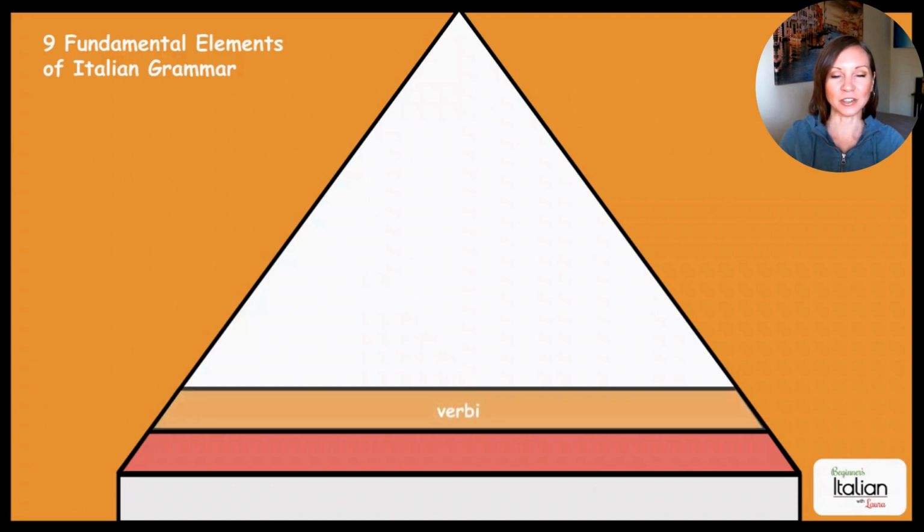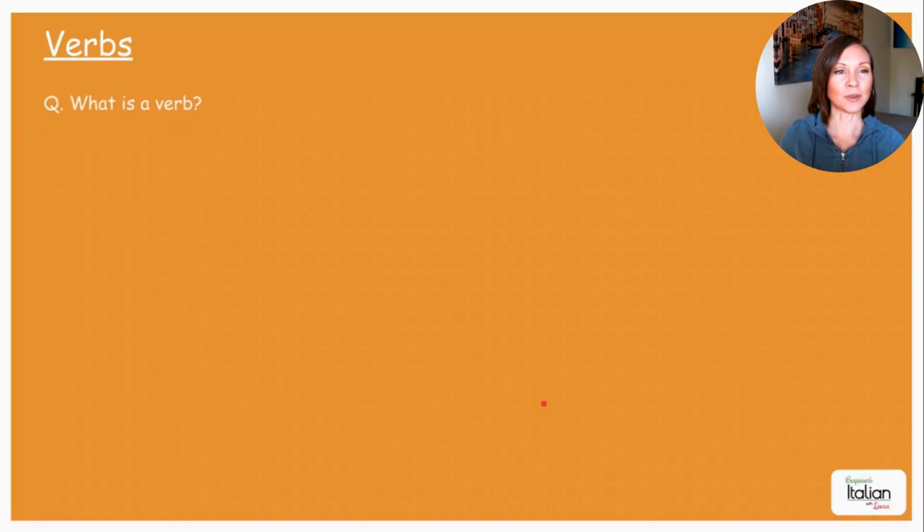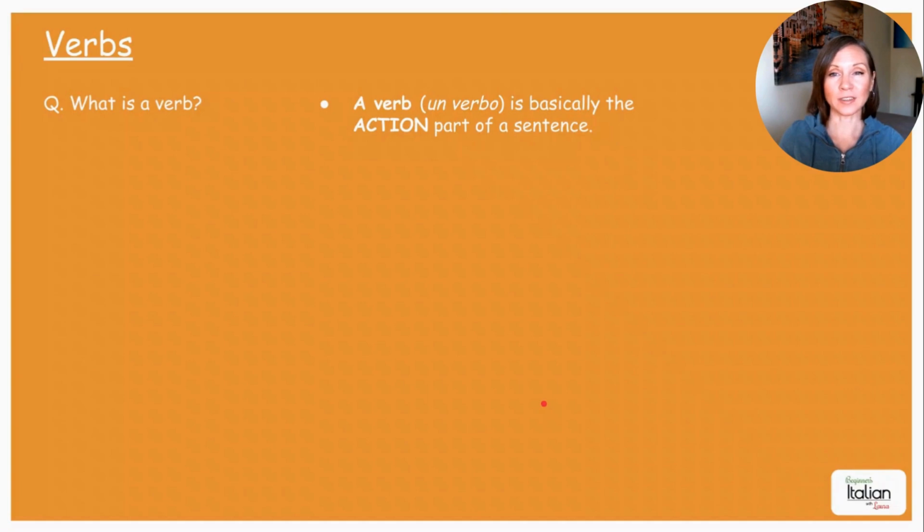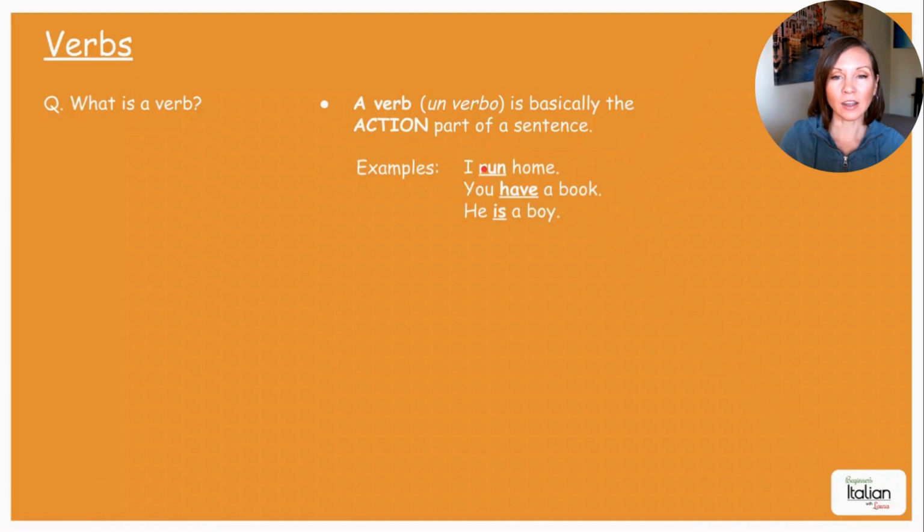So we are on to verbi. We're on the second rung already. So verbs. What is a verb? A verb, or un verbo, is basically the action part of a sentence. Okay, so for example, I run home. The verb would be run. You have a book. The verb would be have. And he is a boy. The verb would be is.